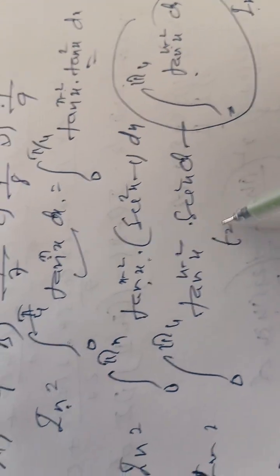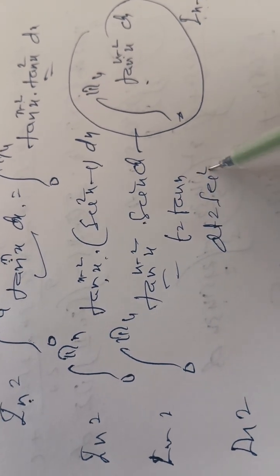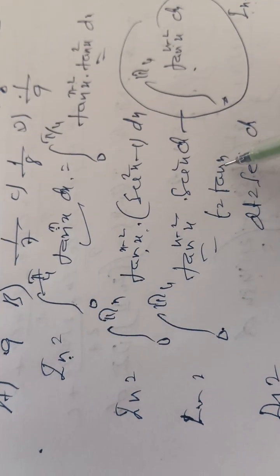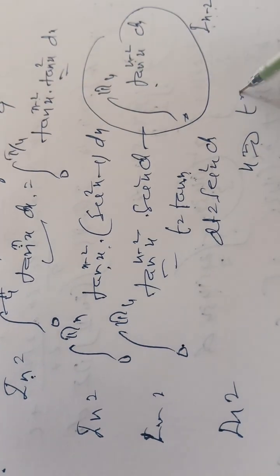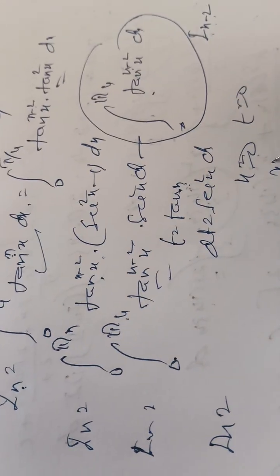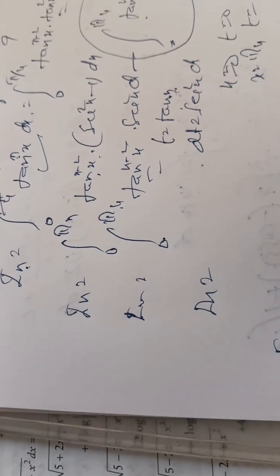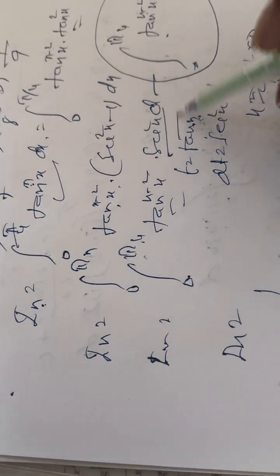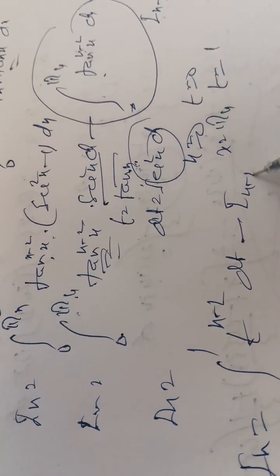Here put t is equal to tan x, dt is equal to secant square x dx. Let us change the limits. x is equal to 0, t is equal to tan 0, t is equal to 0. x is equal to pi by 4, t is equal to tan pi by 4, tan 45, t is equal to 1. In is equal to integral from 0 to 1, secant square x dx is dt, t power n minus 2, minus I n minus 2.